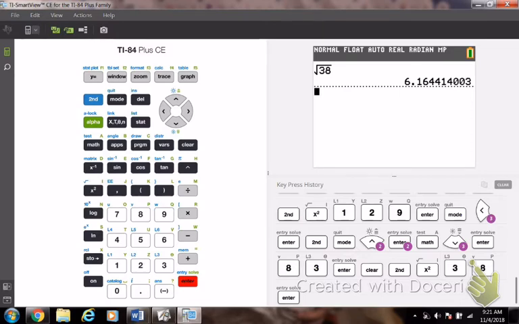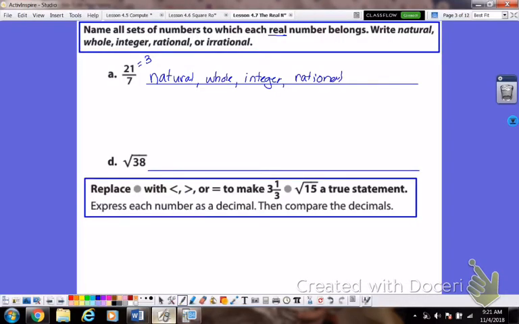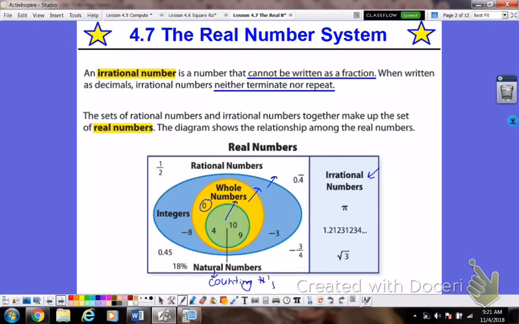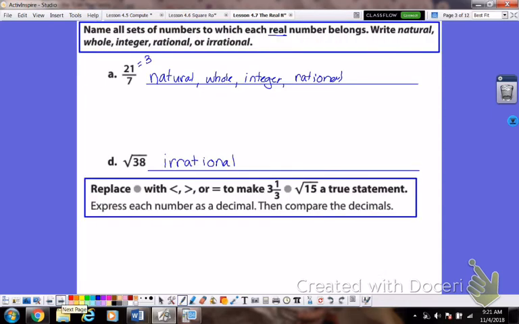So it's not repeating. So if it is a non-repeating, non-terminating decimal, that was our new vocab word there, that means it cannot be written as a fraction. So it is irrational. And if it's irrational, remember irrational was over here all by itself, so it is just irrational. It cannot be anything over here. As soon as you write irrational, you are done.